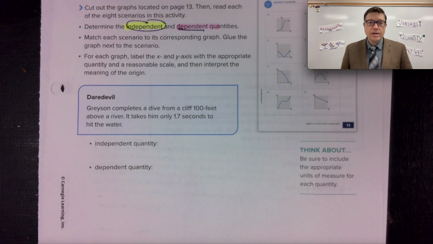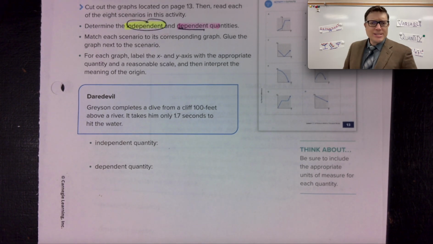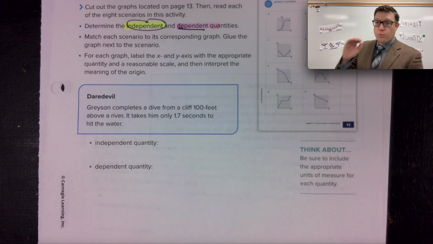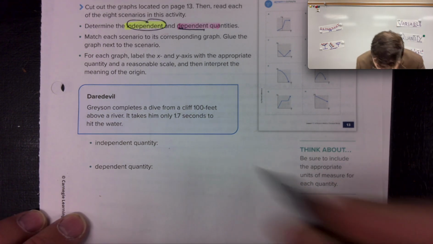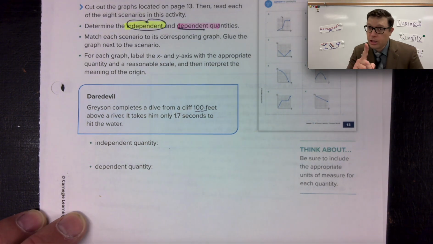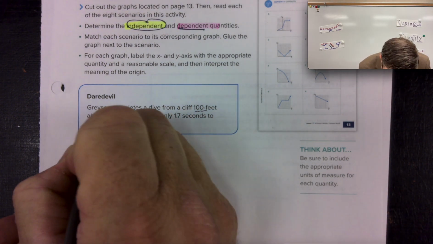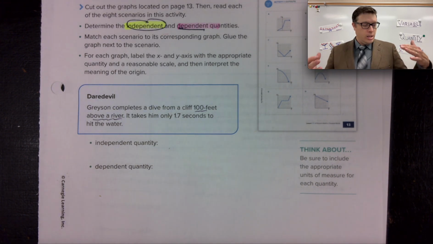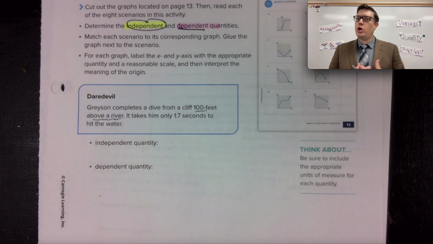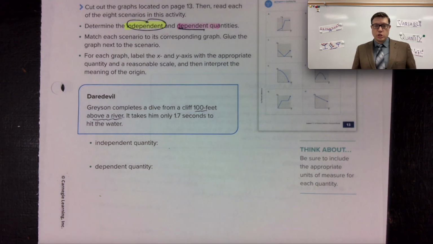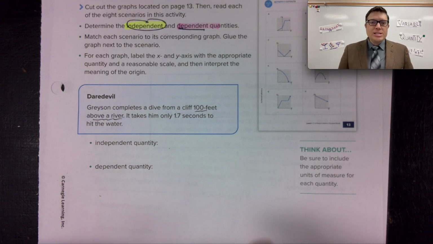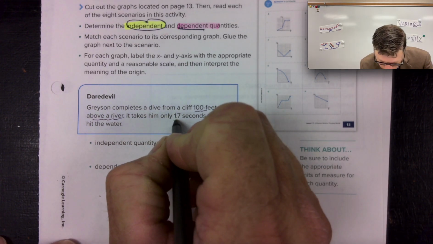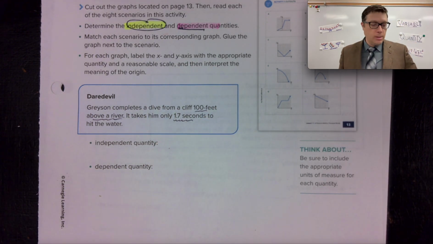Page 5, Daredevil. Grayson completes a dive from a cliff 100 feet above a river. Not underlining, little squiggles. The reason for that is that's information that's going to tell us already the shape of the graph. We should know that the graph is going to be of a certain direction. It only takes him 1.7 seconds to hit the water. So there's some more problems for us.